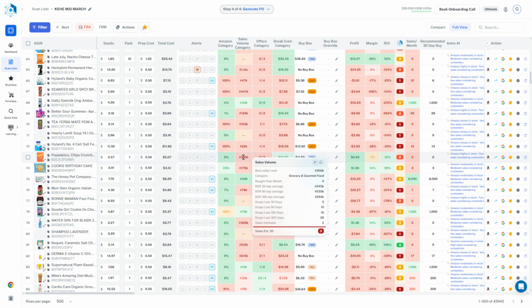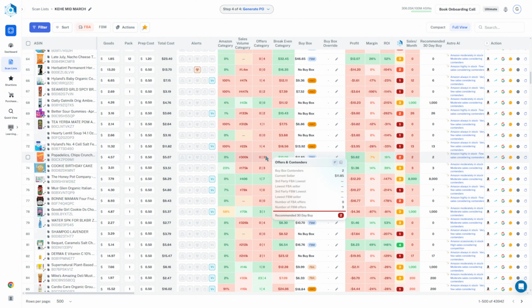The column directly after this is the offers category column. It displays a lot of important information regarding the other sellers on this ASIN. How many buy box contenders there are, the current seller price, and how many FBA and FBM offers there are. It also gives you a recommendation of how many ASINs you could be selling considering the competition.